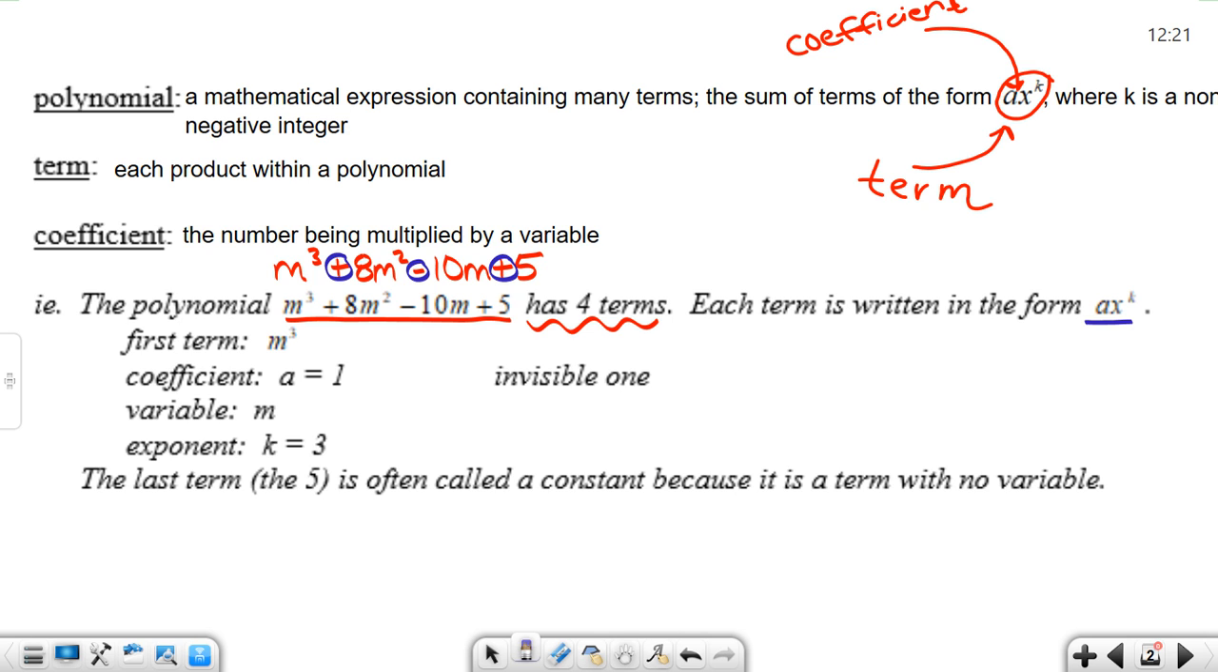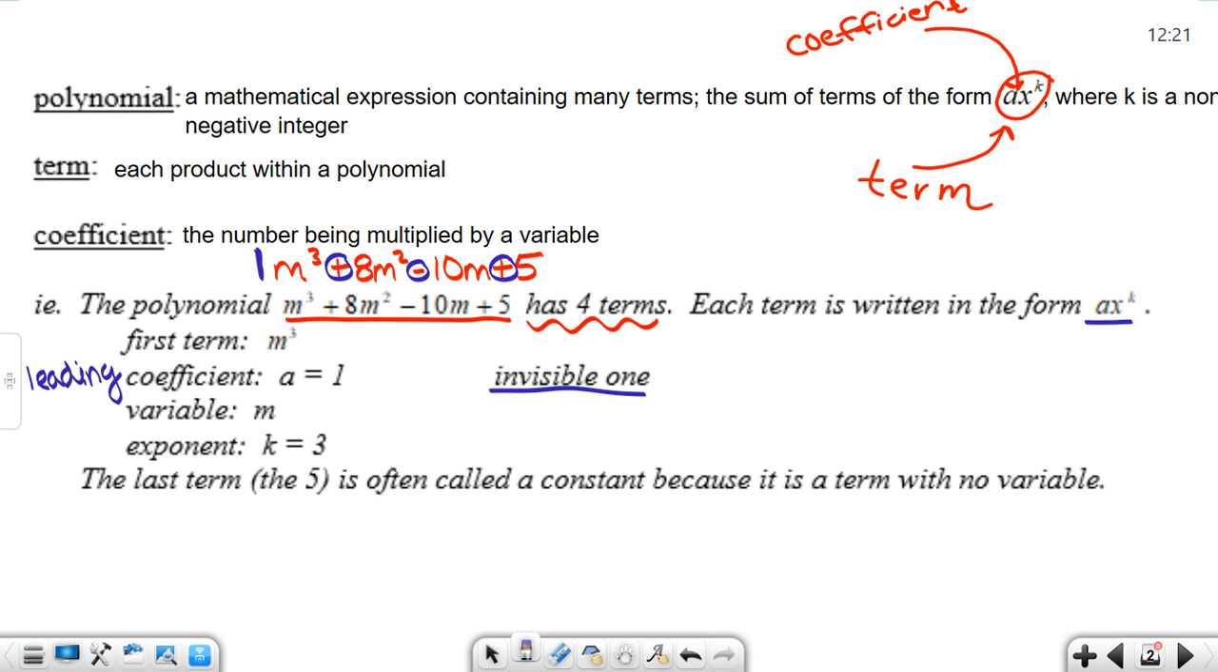Now, we talk about some important terminology here with a polynomial. The first term is m cubed. That's just the term that's out in front, the leading term, or in this case, the first term, m cubed, or m to the 3rd power. The coefficient on that term, oftentimes called the leading coefficient, is a equals 1. Remember, if there's not one visible, there's always a 1 there, that invisible 1.